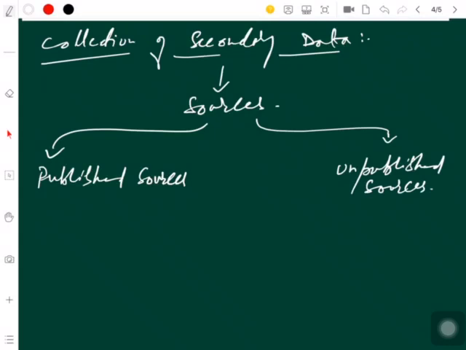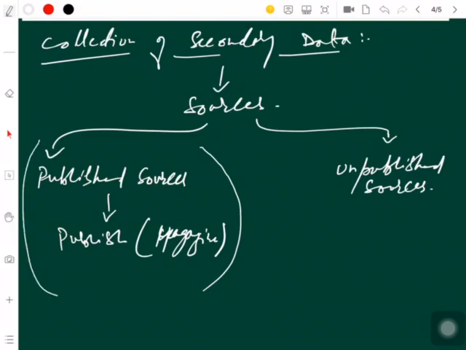See, published sources are different government publications, your newspapers, your international publications, your reports of commissions and committees, publications of research institutions, magazines, reports of trade associations, publication of personal investigations. These are published sources because from time to time they publish them. Say a magazine, it is being published, let us say monthly, weekly, whatsoever. So it is a published source. You can collect pieces of information from it.